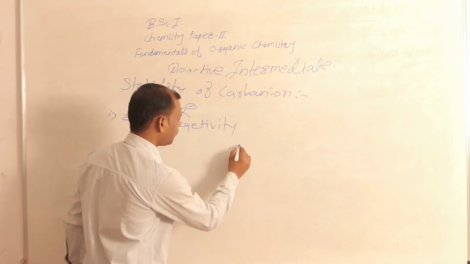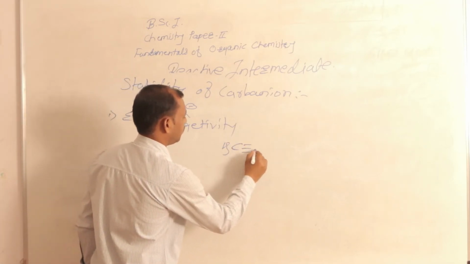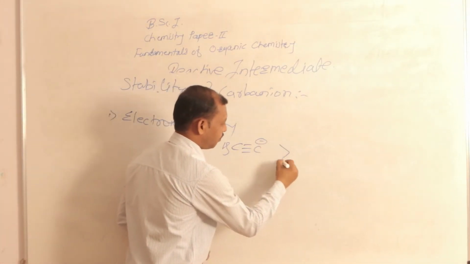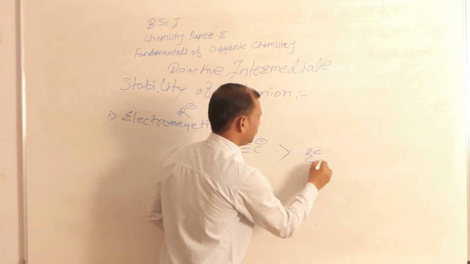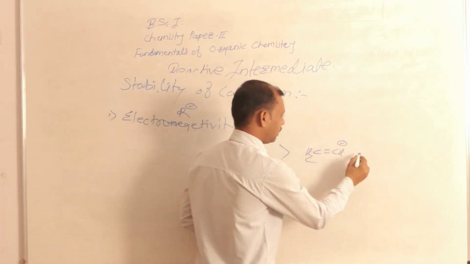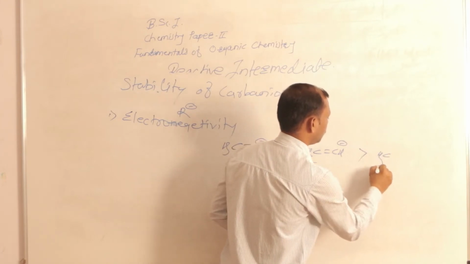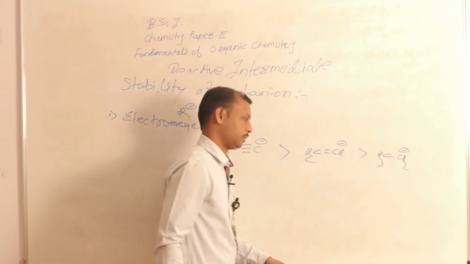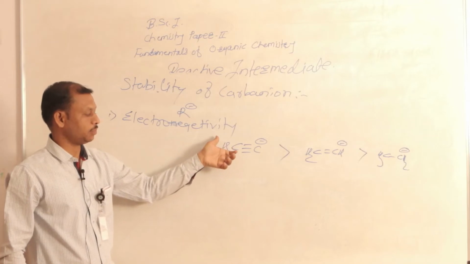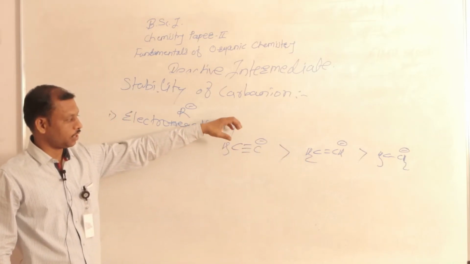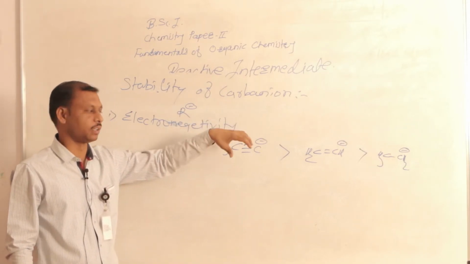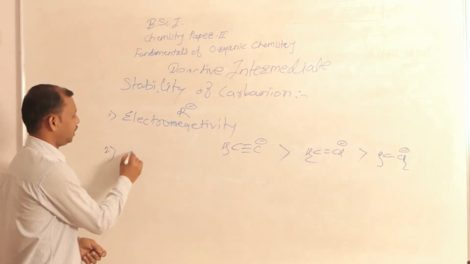For example, an sp hybridized carbanion is more stable as compared to an sp2 hybridized carbanion, and the sp2 hybridized carbanion is again more stable as compared to an sp3 hybridized carbanion. This is because of electronegativity. The electronegativity of the sp hybridized carbon is more as compared to sp2, therefore it pulls electrons towards itself, and that's why the negative charge, meaning the extra electrons, gets stabilized on that carbon. The other effect is called the inductive effect.